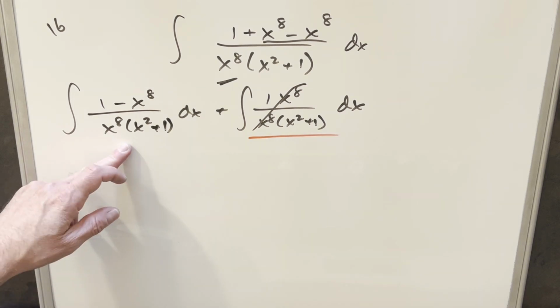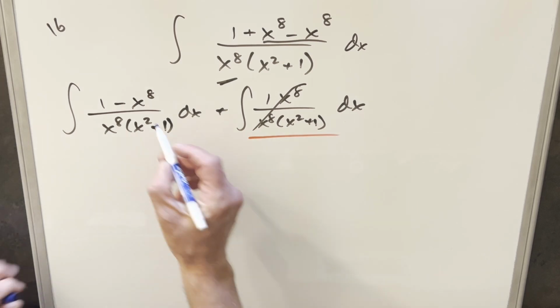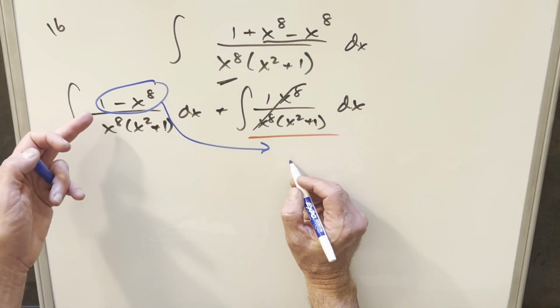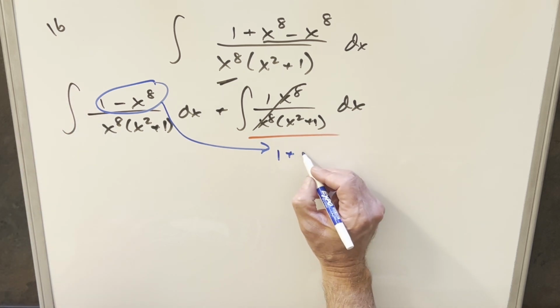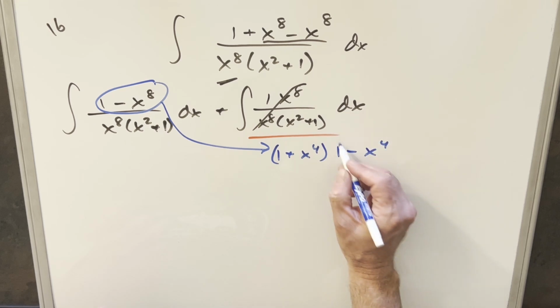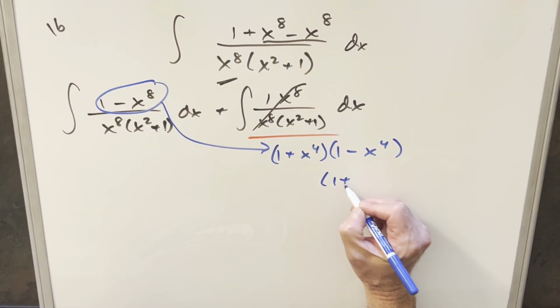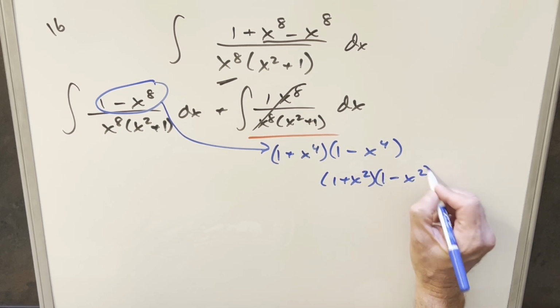Now coming back to the first integral, what we have here doesn't really help too much. This is probably just as hard as what we started with. But what I want to do now, we can actually factor this. For this we can use difference of two squares. So I can write it as 1 plus x to the 4th times 1 minus x to the 4th. But then this is a difference of two squares as well. So for this one we can write this as 1 plus x squared times 1 minus x squared.